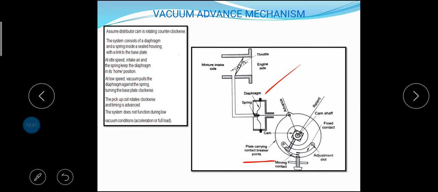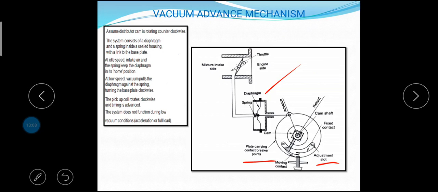as shown in this figure. The diaphragm is subjected to the depression in the induction manifold. It advances the ignition due to considerable depression in the manifold at light loads. With wide open throttle in heavy load condition, the depression is reduced and a return spring acting on the diaphragm retards the spark. The vacuum advance mechanism operates independent of the centrifugal advance mechanism.